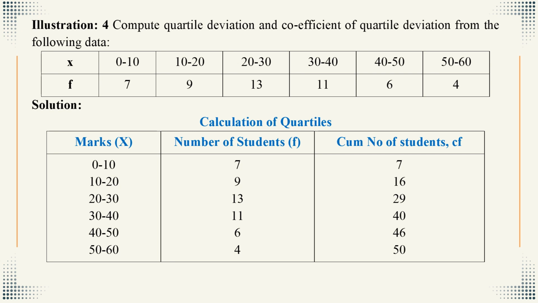That is very easy because 7 plus 9. First you will take 7. Then 9 plus 7, that is 16. Then 13 plus 16, that is 29. Then 29 plus 11 equal to 40. Then 40 plus 6, 46. Then 46 plus 4, 50. It's very easy to know.